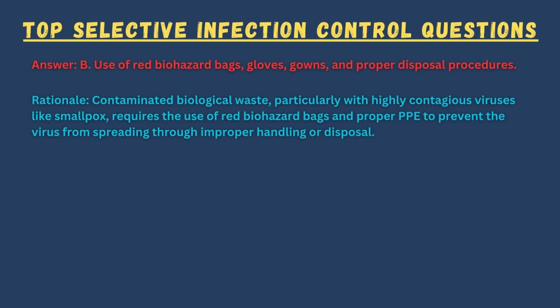Answer: B. Use of red biohazard bags, gloves, gowns, and proper disposal procedures. Rationale: contaminated biological waste, particularly with highly contagious viruses like smallpox, requires the use of red biohazard bags and proper PPE to prevent the virus from spreading through improper handling or disposal.